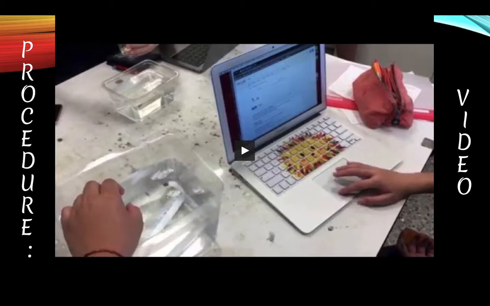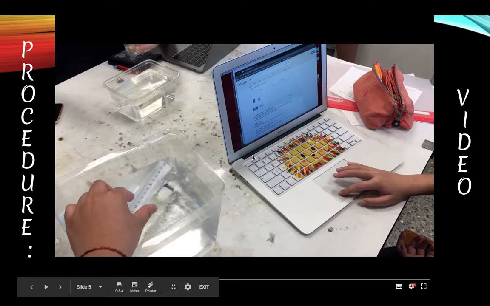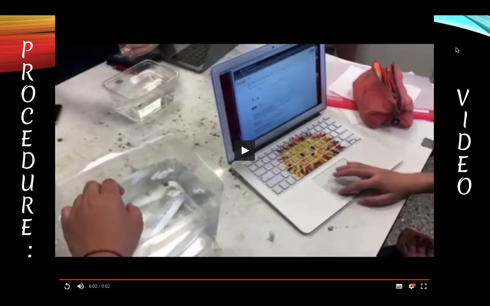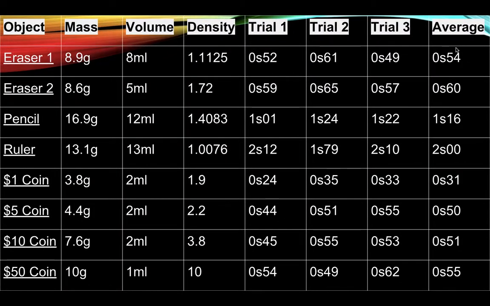Now I'm going to show you a short video of our procedure. The graph presented in front of you is a graph that included the mass and volume we have used to calculate the density and the 3 trials that we have done to get the average. We have done 3 trials to try to make the results more accurate.